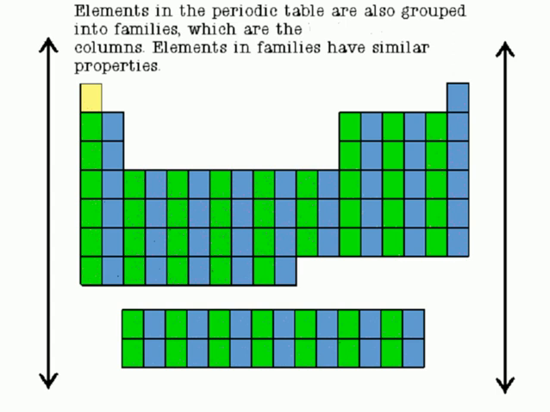Some terms we want to be familiar with. Elements in the periodic table are grouped into families, or sometimes also referred to as groups. These are the columns, going up and down. They are sometimes referred to as families or groups. Elements that are in the same family or in the same group have similar properties.